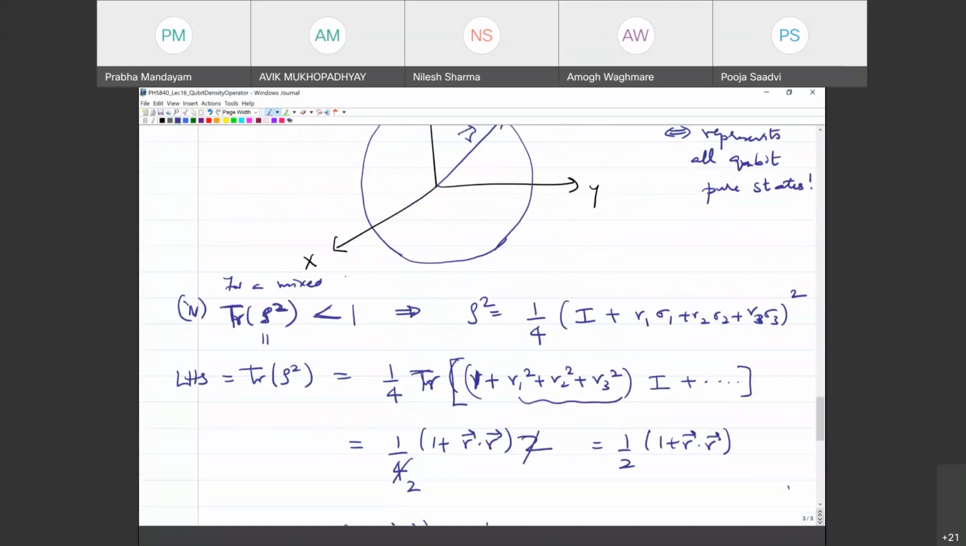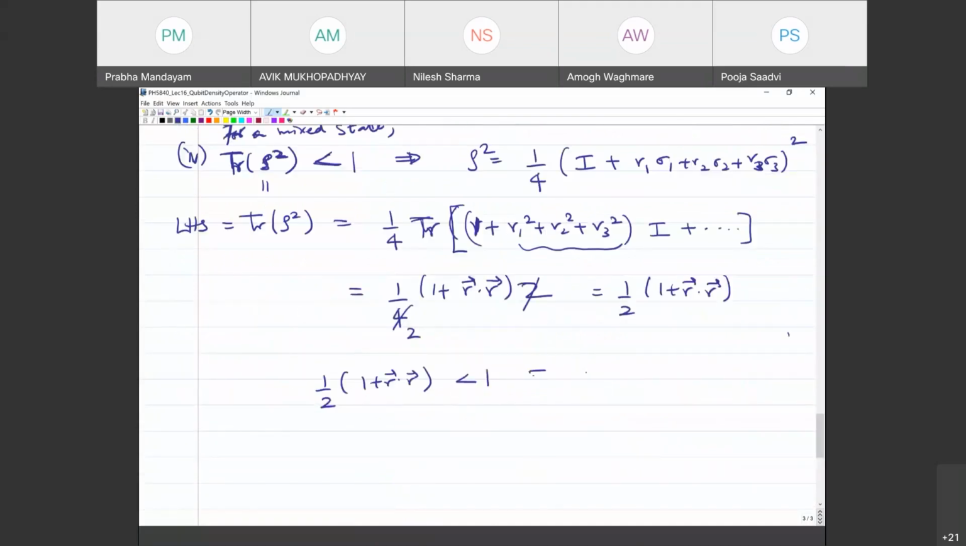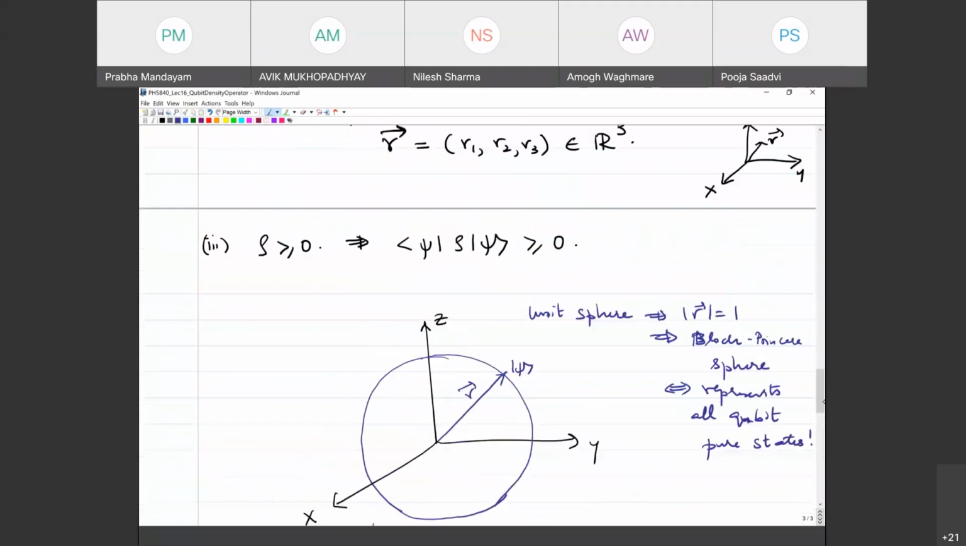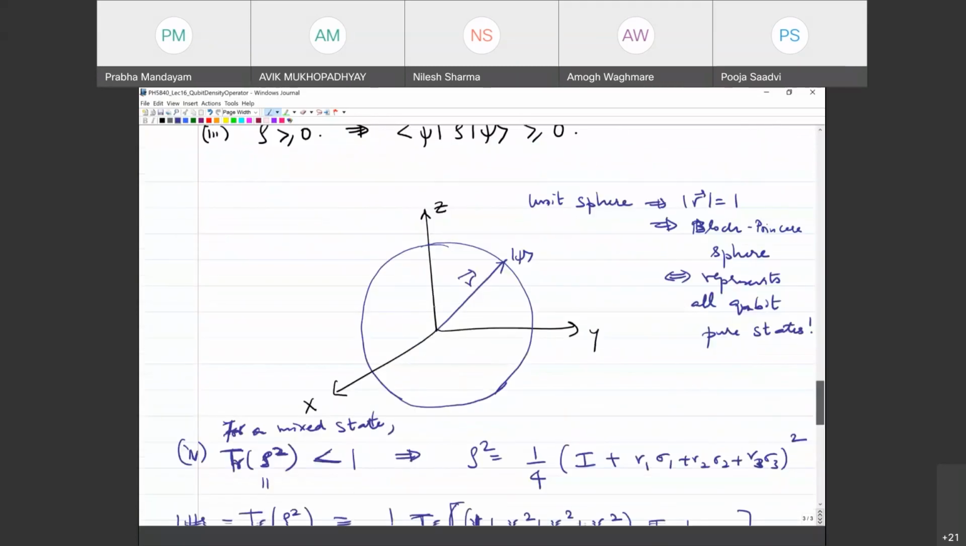In general, it's less than or equal to 1, but for a mixed state, which is strictly not a pure state, this is strictly less than 1. So then that tells me that R dot R, which is nothing but mod R squared, is strictly less than 1 for a state. So this is the question that someone asked me at the very beginning: what are the points in the inside of the sphere? Now you know the answer.